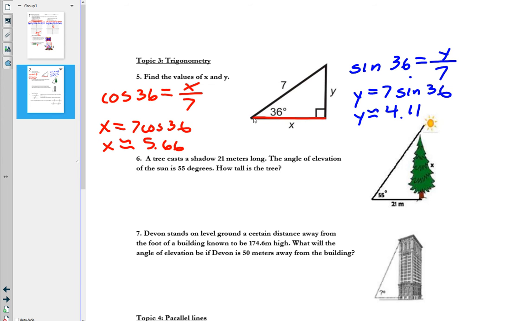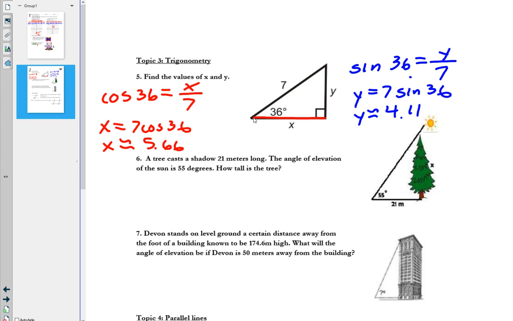A tree casts a shadow 21 meters long. The angle of elevation of the sun is 55 degrees. How tall is the tree? So this could be a little bit harder if it wasn't drawn out for you, but here it is. If you get something that's not drawn out for you in a diagram, you draw the diagram. We've already talked about how to draw angles of elevation and angles of depression.